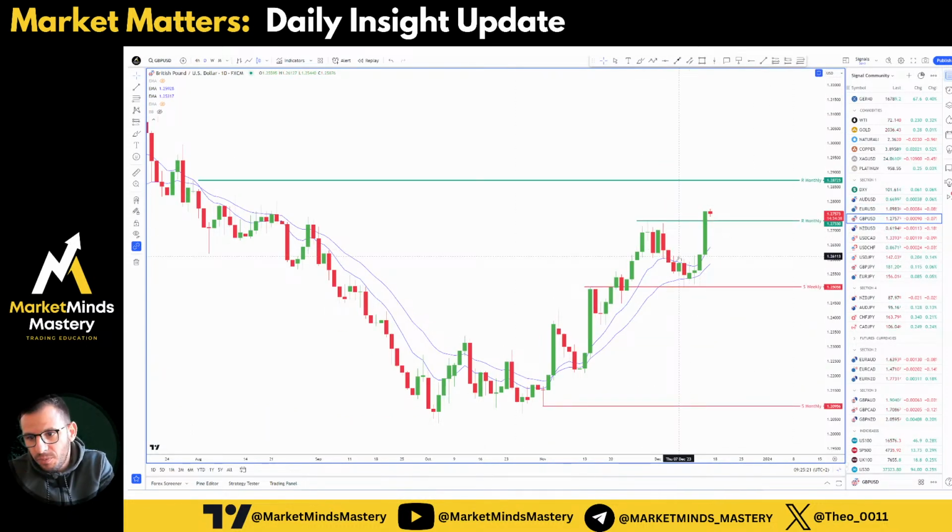Next one, Great British Pound against the US dollar. Again, some positions we're holding here. The one position lost half of it, and as we explained yesterday, price made a new high, so we have this high as our reference now.